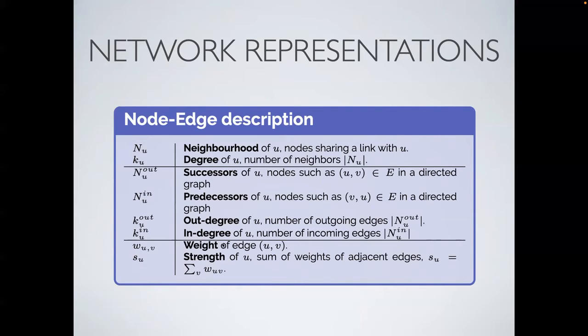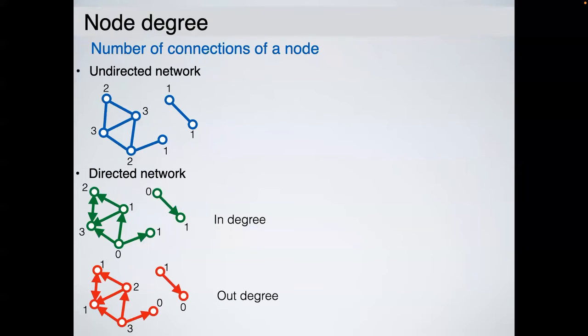The weight of an edge, sorry, is the strength of the connection. And the strength of a node is the same thing as the degree, but with weights. So basically, it's the sum of the weights of the adjacent edges. Just an illustration of that.